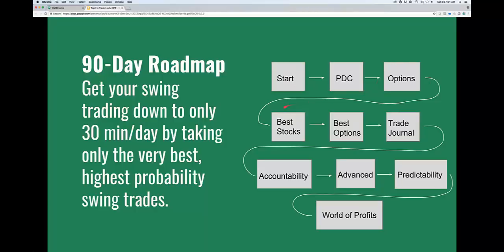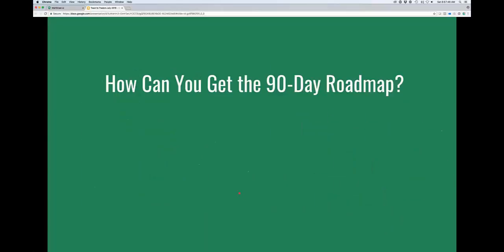And so the 90-day roadmap starts you out by learning payday cycles, learning some basic option stuff, learning the best stocks to use with payday cycles, which we have a running list for, and the best options to use from that, which we also have. We give you a trade journal to actually track the progress, a really great trade journal for accountability. And then you start to move into more advanced things like adding indicators, adding confirmation indicators, potentially advanced spreads, and then you start to move into what I call the realm of predictability and then the world of profits inside the 90-day program.